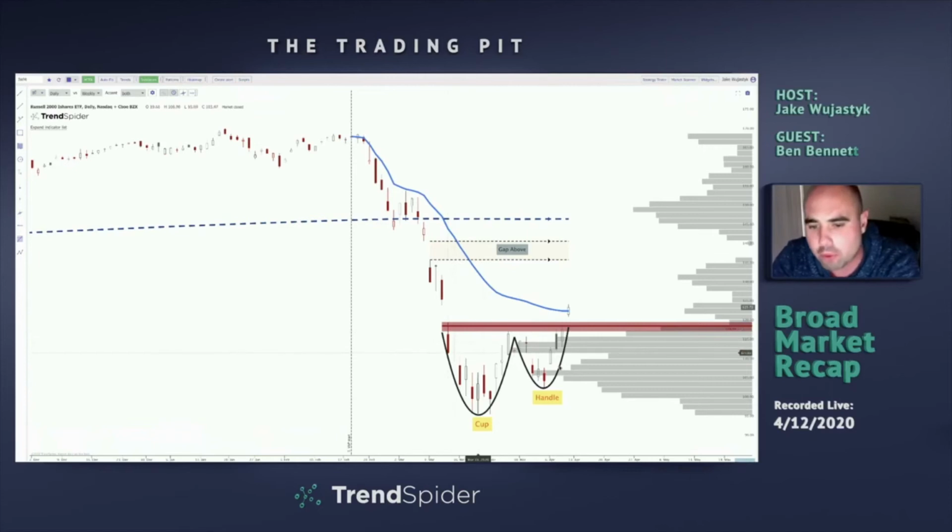So my point here is you don't always have to have a traditional cup and handle. This did set up pretty nicely, and then you have your break above your line here that acted as kind of your lip of the cup, and then you've got the anchored VWAP here acting as your next level.